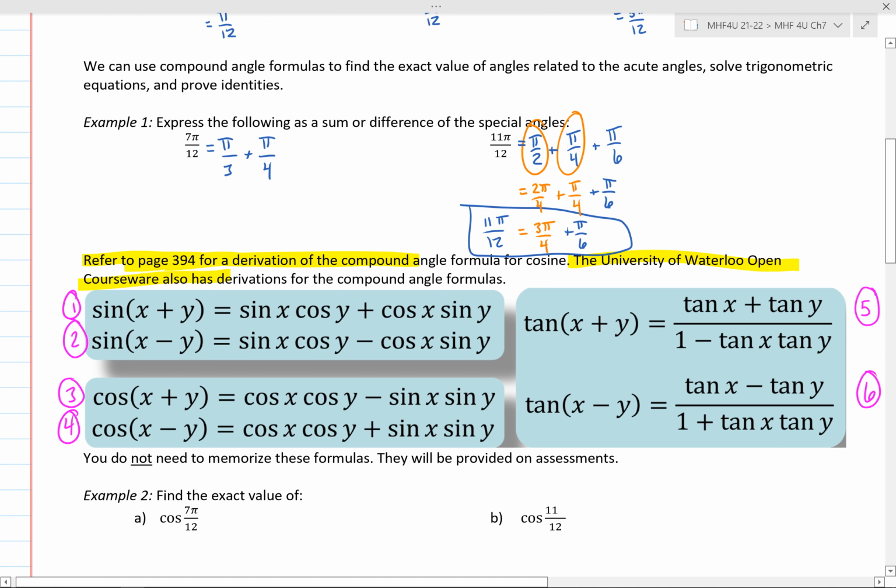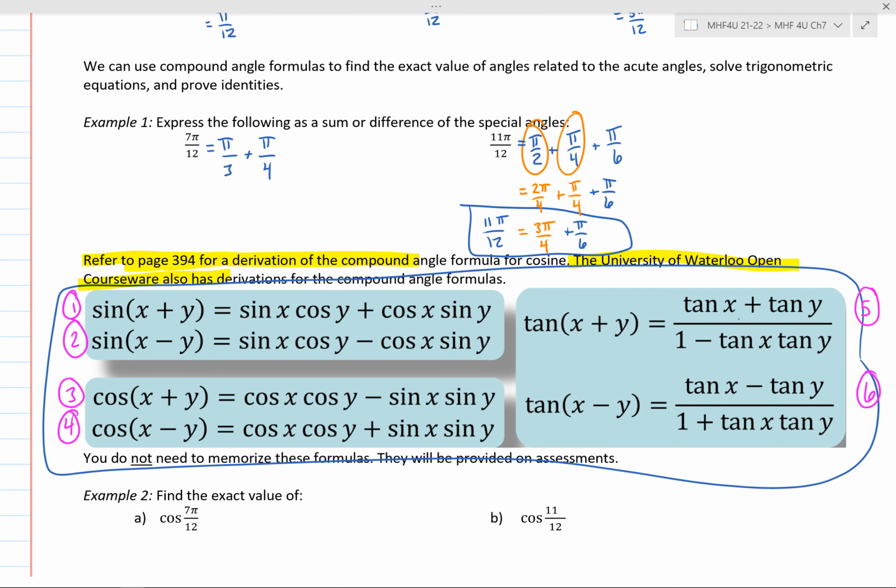Now, here is the first time you're seeing, I believe, your double angle formulas. Now these double angle formulas might look pretty complicated. We're not going to derive them in here. It's not worth our time. But if you're looking for a derivation, you can check page 394 from the textbook, or you can look at the University of Waterloo's OpenCourseWare, where they go through each of these derivations.